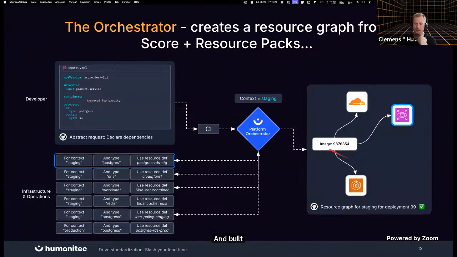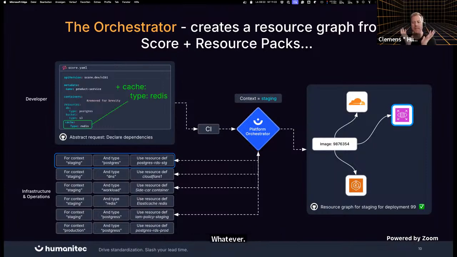In this case, we have the workload here, which has a very specific image. We have the DNS record up here. I think that's Cloudflare. We have an RDS database, and we have, I don't even know what that is. Whatever.